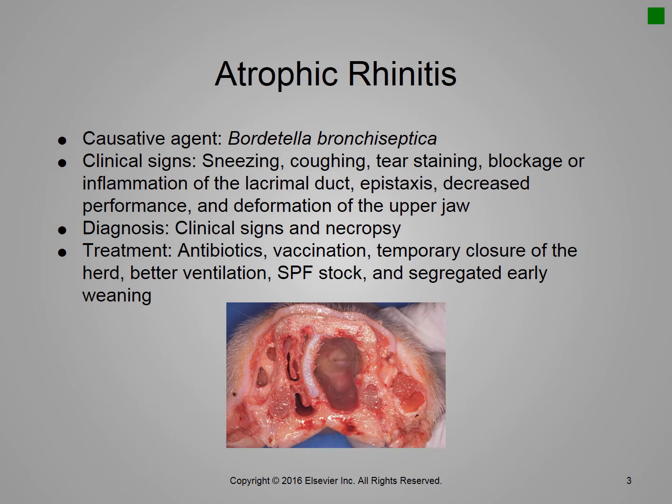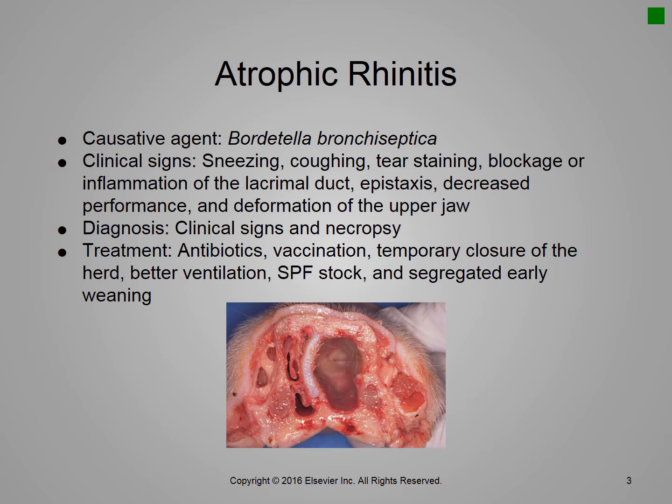Start off with atrophic rhinitis, which is caused by a bacteria you should be fairly familiar with, Bordetella bronchiseptica. In these pigs, you're going to see sneezing, coughing, tears, blockage, inflammation of the nasal or the nasolacrimal duct. They may have some epistaxis, decreased performance. They will eventually, if it's bad enough, have a deformity of the upper jaw. Atrophic rhinitis is like a really bad cold, just awful.